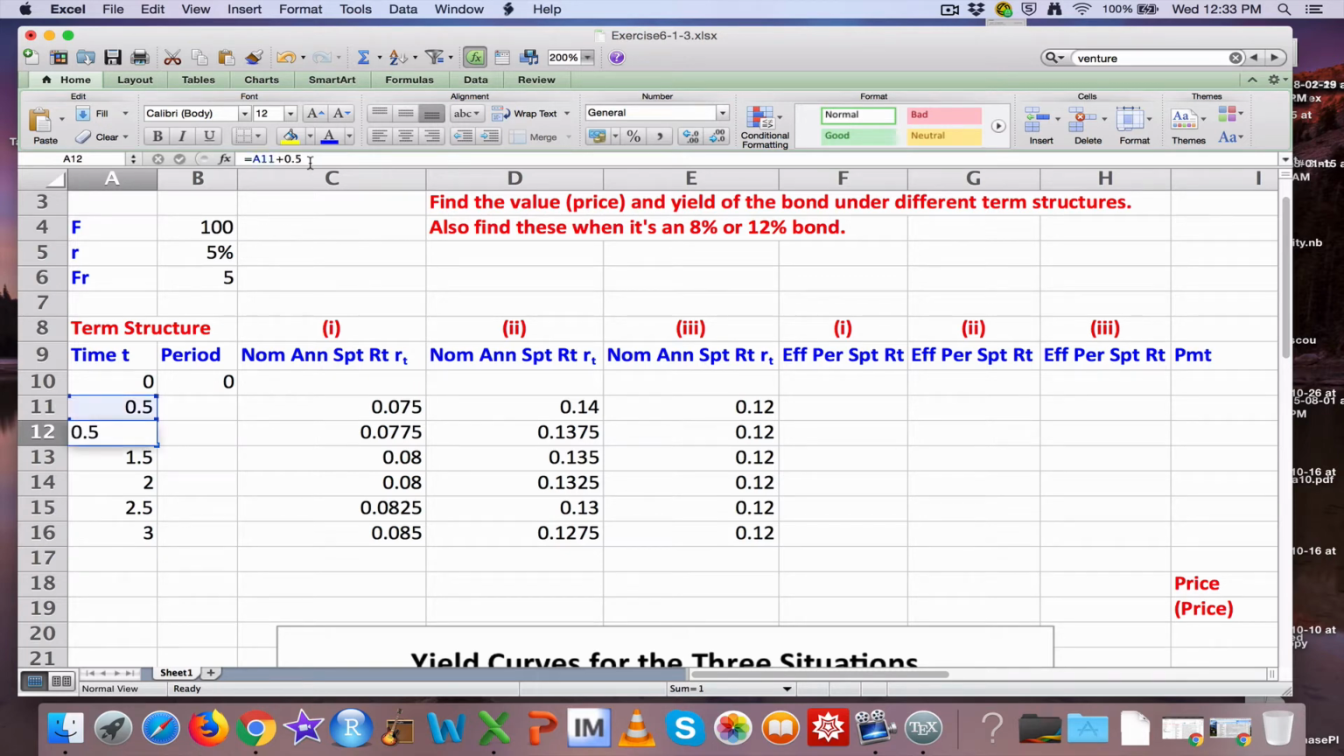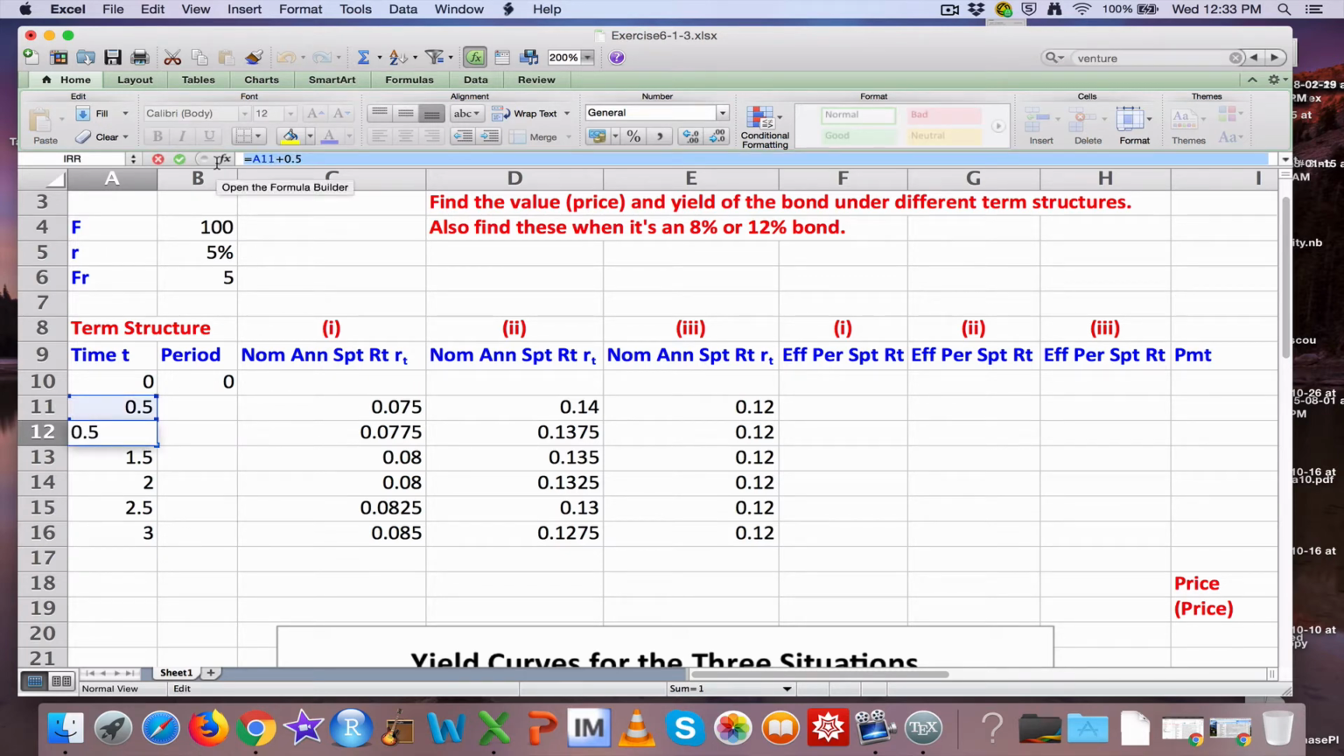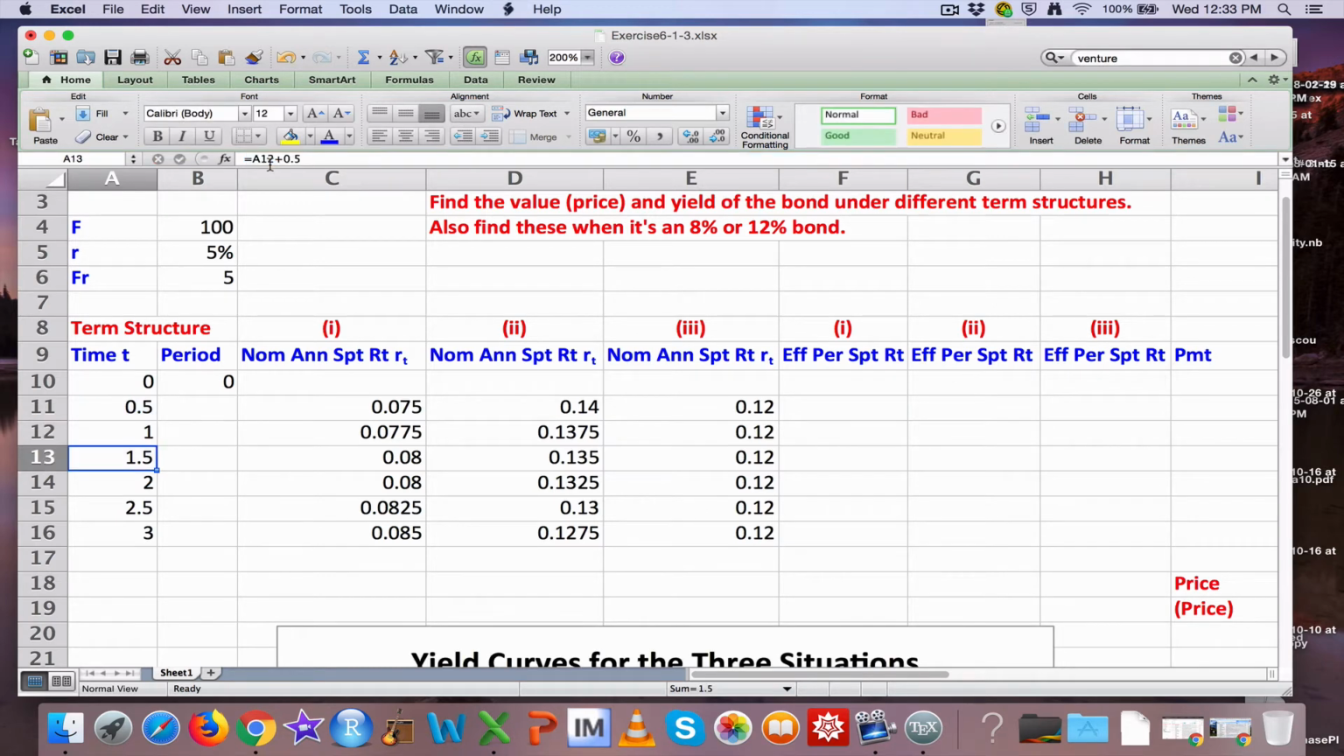formulas. The spreadsheet, as I copy and paste downward, automatically kept the A fixed, but changed the row, kept the column fixed, but changed the row from being a 10 to an 11 to a 12 to a 13 to a 14 to a 15. You can see up here it says equals A11 plus 0.5, even though I never typed that. Down here it says equals A15 plus 0.5, even though I never typed that. That's a good thing.